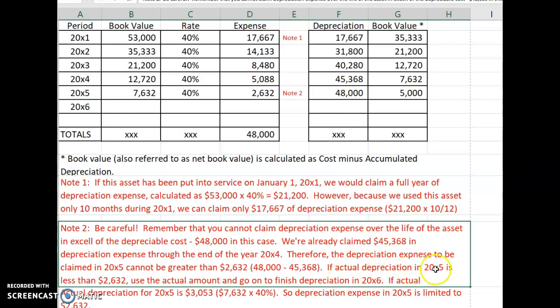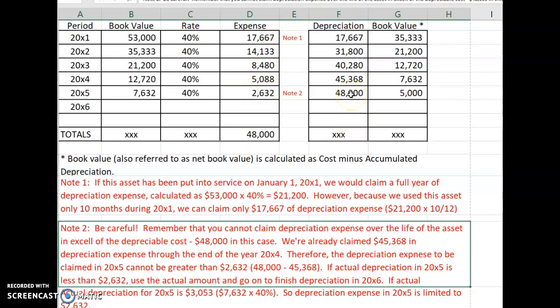If actual depreciation expense in X5 is less than this amount, then use the actual and go on to finish the depreciation in X6. If the actual depreciation for X5 is greater than this 2,632, then claim only the 2,632. And that's why we have 2,632 here.